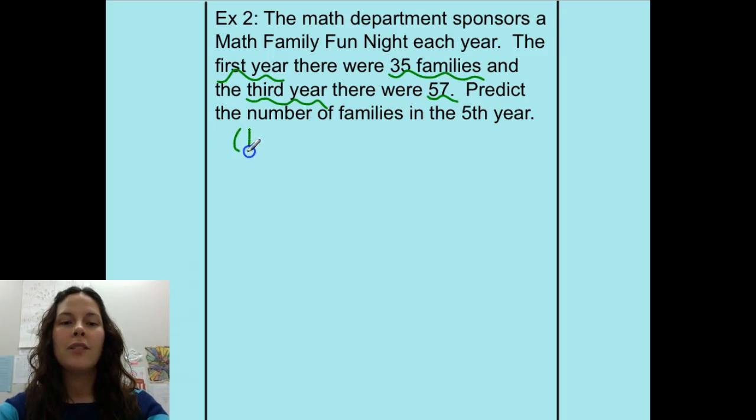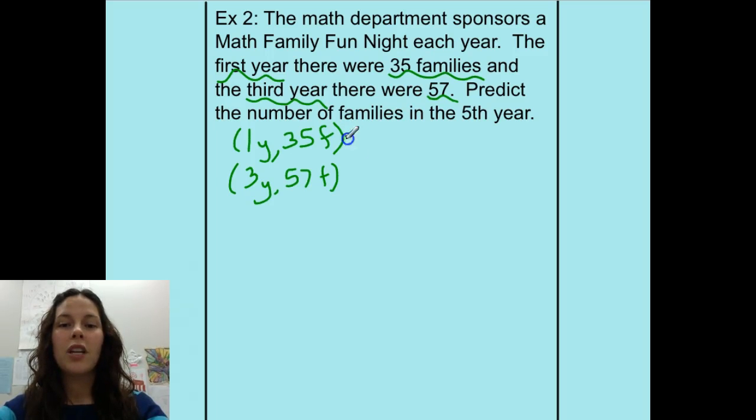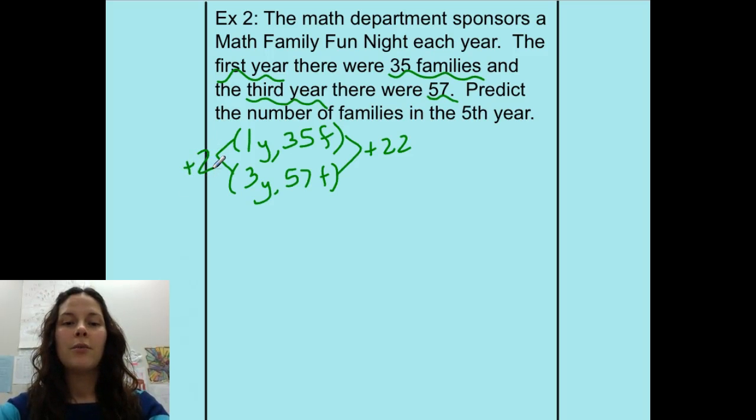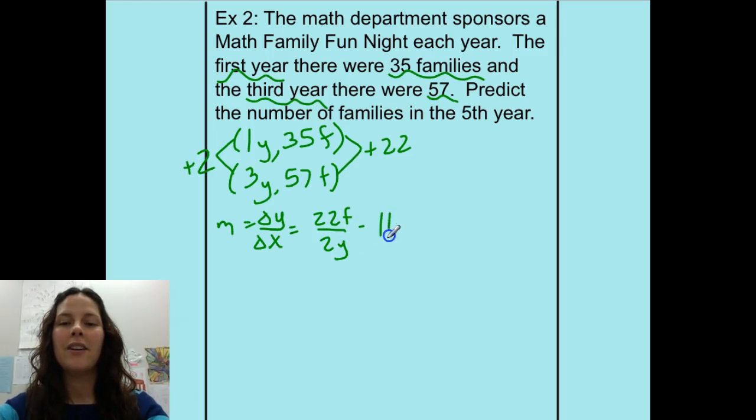So our first ordered pair was after the first year, there were 35 families. And after the third year, there were 57 families. I'm going to calculate the rate using change in y over change in x. We haven't reviewed that since we got back from break, and some of you may prefer finding your slope that way. So change in y. To get from 35 to 57, we added 22. And to get from 1 to 3, we added 2. So our slope, or change in y over change in x, was a change of 22 families per 2 years. 22 divided by 2 is 11 families per year.